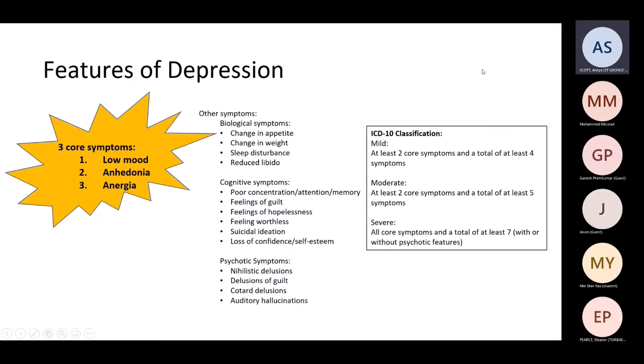And now we're going to move on to depression. So just going to run through the main features of depression. There are three core symptoms that define depression really. So it's low mood, anhedonia, and anergia. Anhedonia is when you don't enjoy doing things that you used to do. So when you're taking a history from someone with depression, it's good to ask about their hobbies and ask if they're still enjoying doing them. And then anergia is just lack of energy.